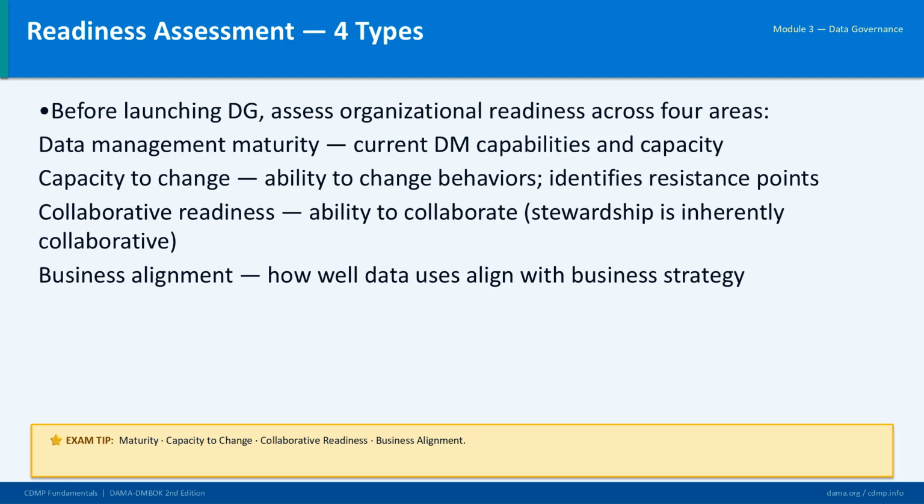Third, collaborative readiness. How well can people collaborate, which matters because stewardship is inherently collaborative. And fourth, business alignment. How well do current data uses align with the business strategy? For assessments, maturity, capacity to change, collaborative readiness, and business alignment. Together they tell you where you're starting from and what you'll need to overcome.